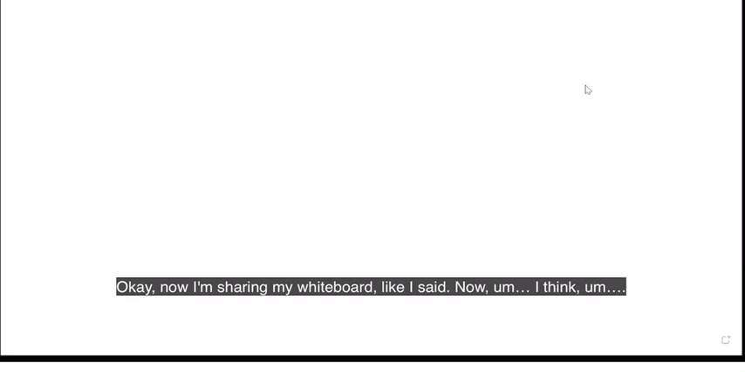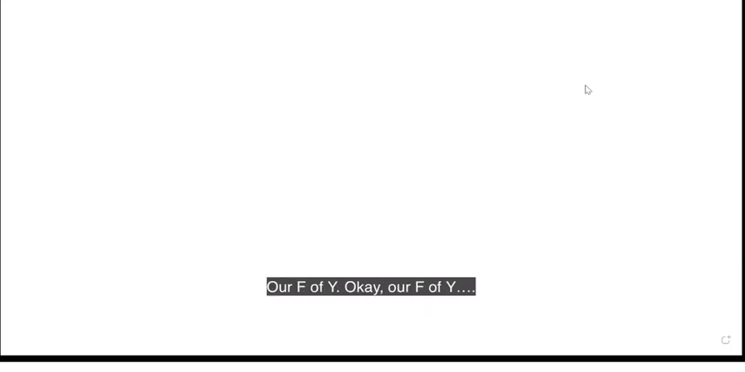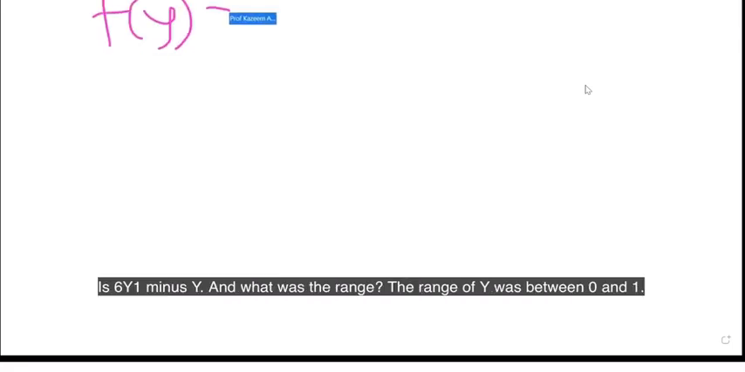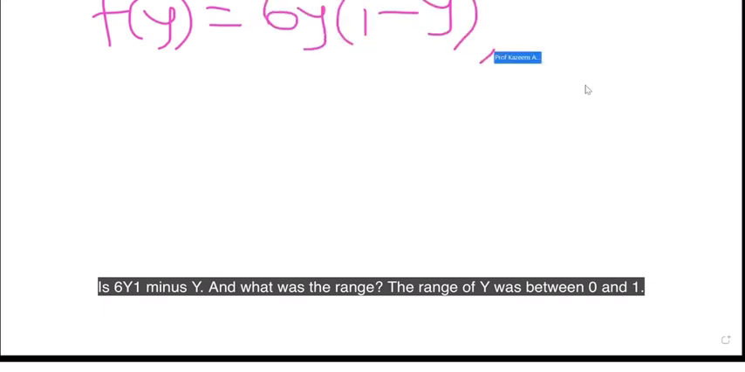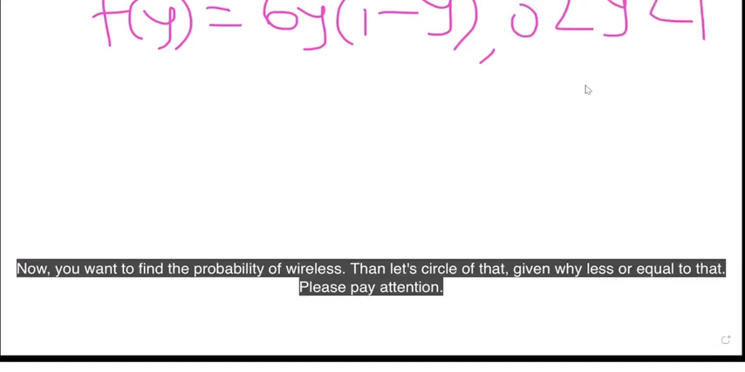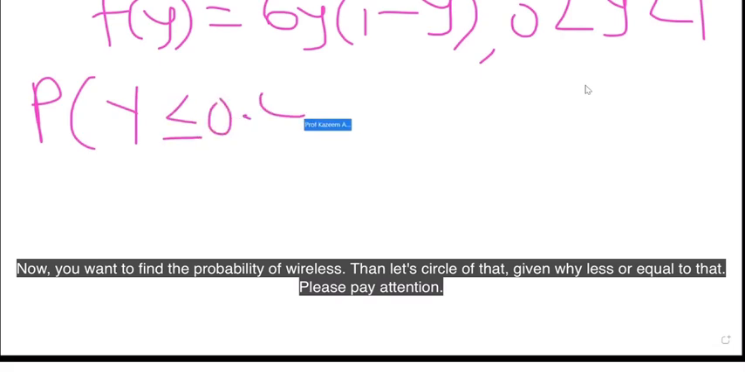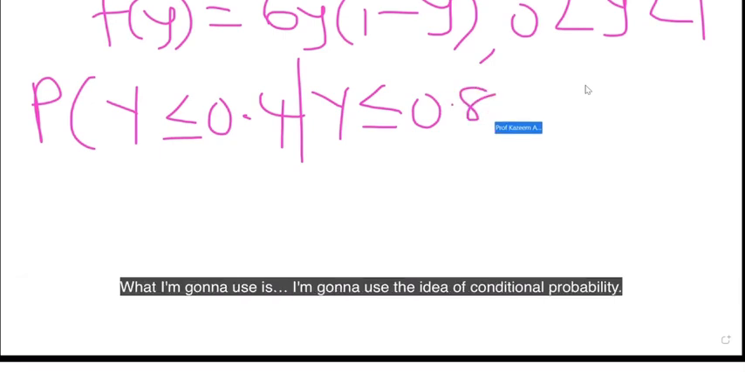Now, our f of y is 6y(1 minus y). And what was the range? The range of y was between 0 and 1. Now, you want to find the probability of y less than or equal to 0.4, given y less than or equal to 0.8. Please pay attention. I'm going to use the idea of conditional probability.